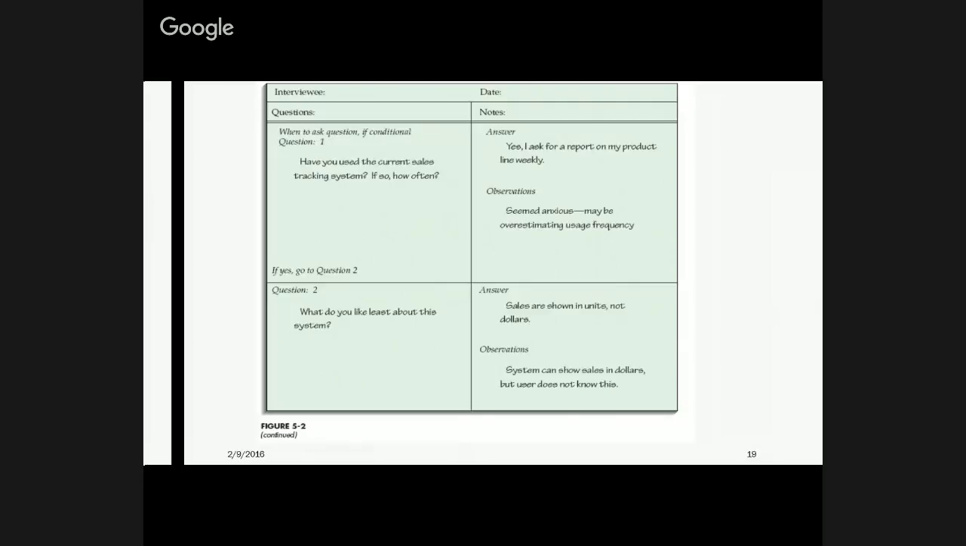Yeah, you know, my instant thing, and it's kind of this person. There must be a system in place. They're saying observation: system can show sales in dollars, but the user does not know this.